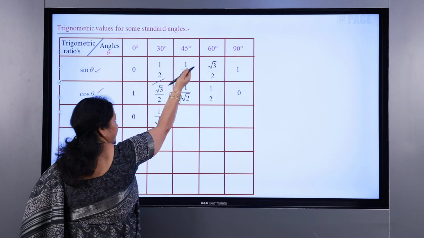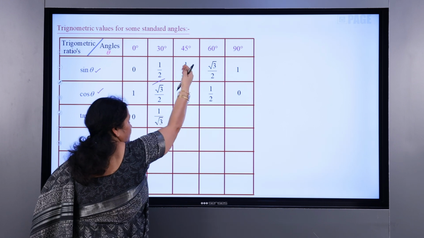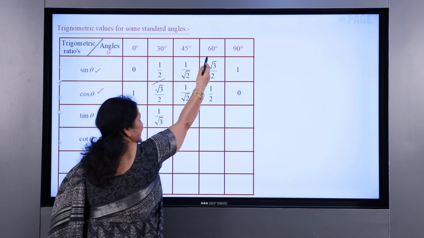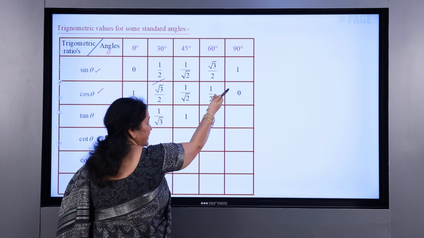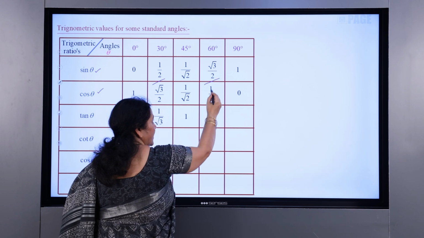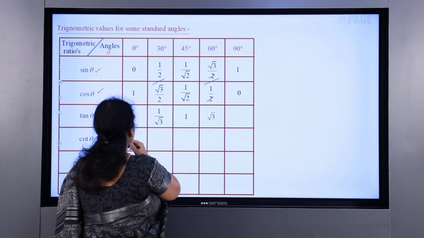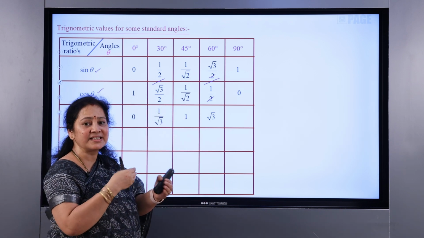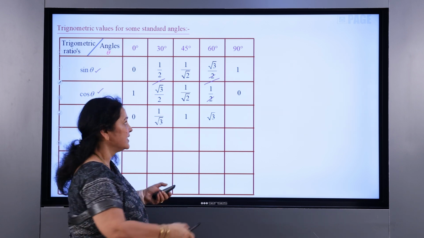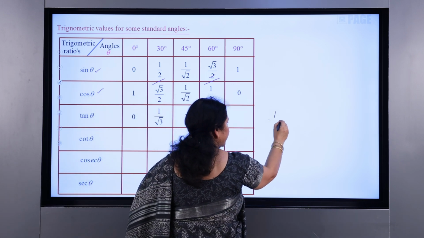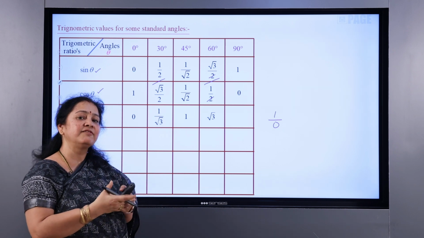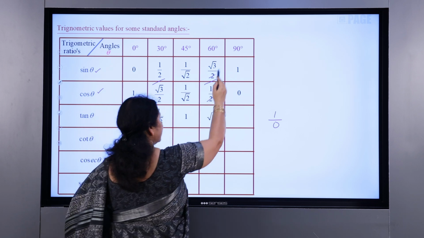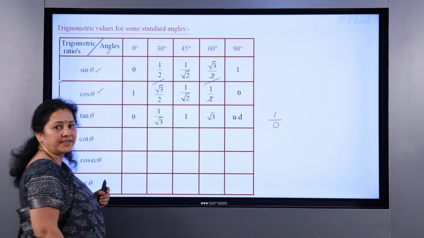Now tan 45 degrees, this term by this term, 1 by root 2 by 1 by root 2, which is 1. Next, tan 60 degrees. So sin 60 degrees by cos 60 degrees. 2 and 2 get cancelled, root 3 by 1. And tan 90 degrees, now pay attention here. Tan 90 degrees is sin 90 degrees by cos 90 degrees. That is 1 upon 0. Now, the denominator can never be 0. We have to say this is undefined. So tan 90 degrees is going to be undefined.